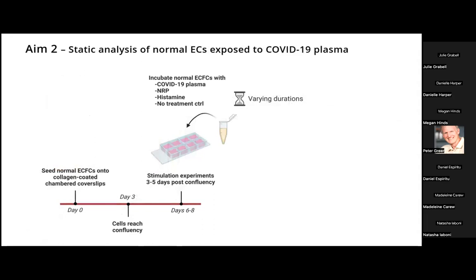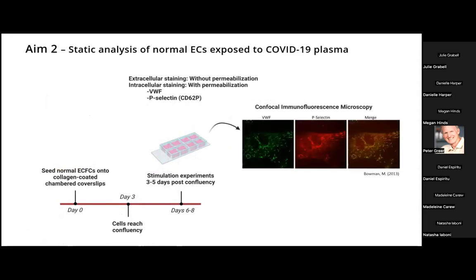For the next step, it's more of a qualitative analysis. Again, cells will be grown on coverslips to 3 to 5 days post-confluency and incubated with one of the stimulants. They will then be stained both extracellularly and intracellularly for VWF as well as P-selectin. I wanted to include P-selectin because it is the cell adhesion molecule that's believed to anchor VWF strings to the cell surface. So I wanted to see if I could see any VWF outside of the cells and if that could correlate with where the P-selectin was found on the membrane.